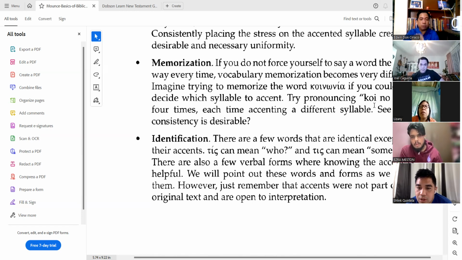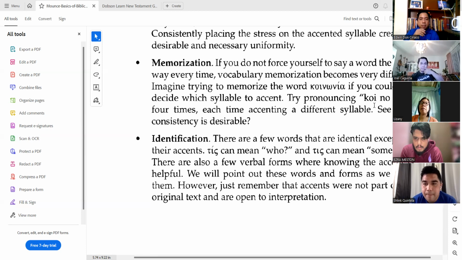So just one syllable. It's not koi. No, koi sounds like Japanese to me, no? No, but that is not. But you read it as koi. Koi no-nia.